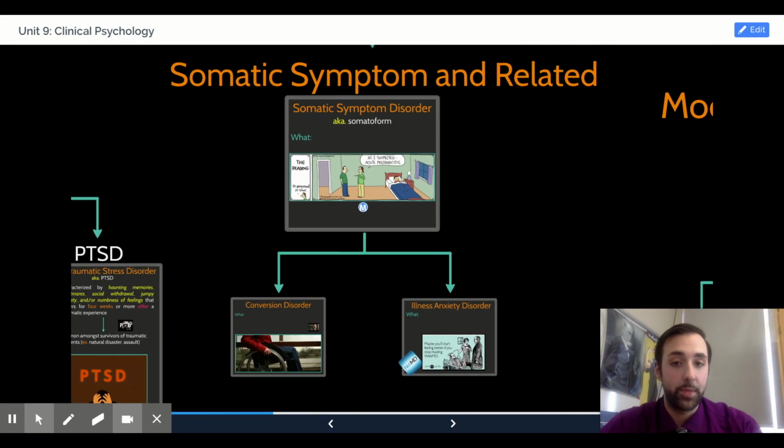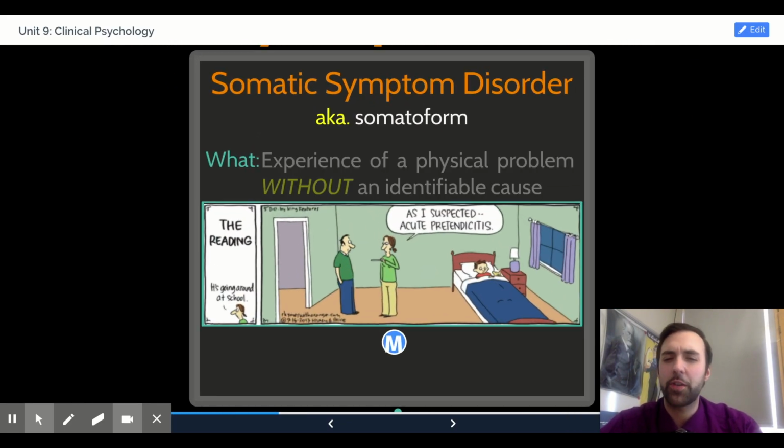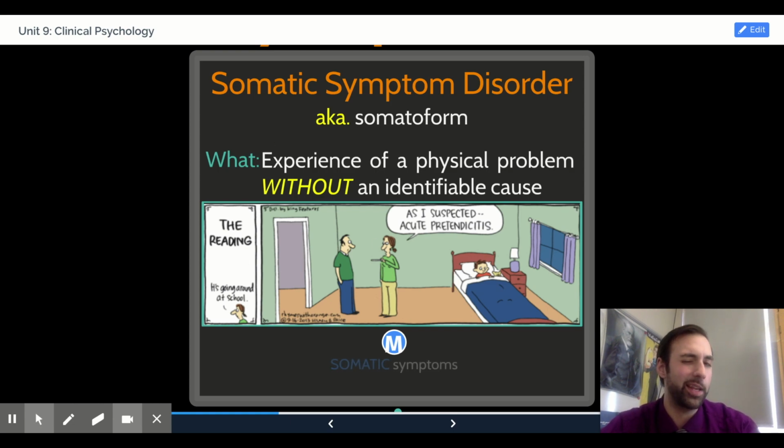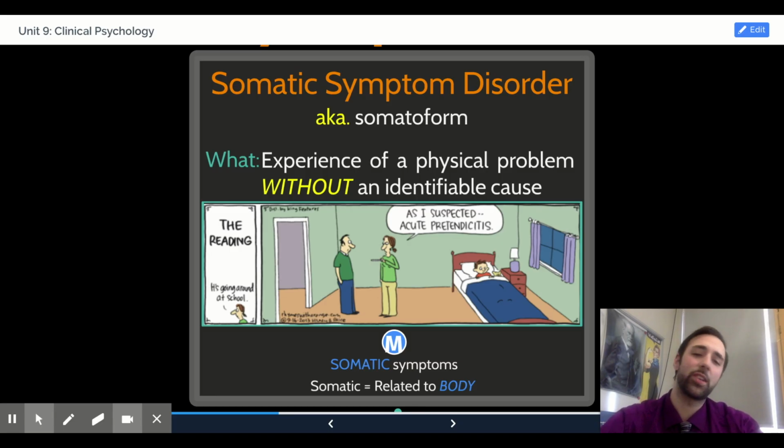The term somatic symptom can sometimes be called somatoform. So regardless of how it's referred, as long as you see that word soma, S-O-M-A, which by definition means related to the body, you know what we're referring to. Somatic symptom disorders are disorders in which the patient experiences some type of physical problem or believes they're experiencing some type of physical problem without an identifiable cause.